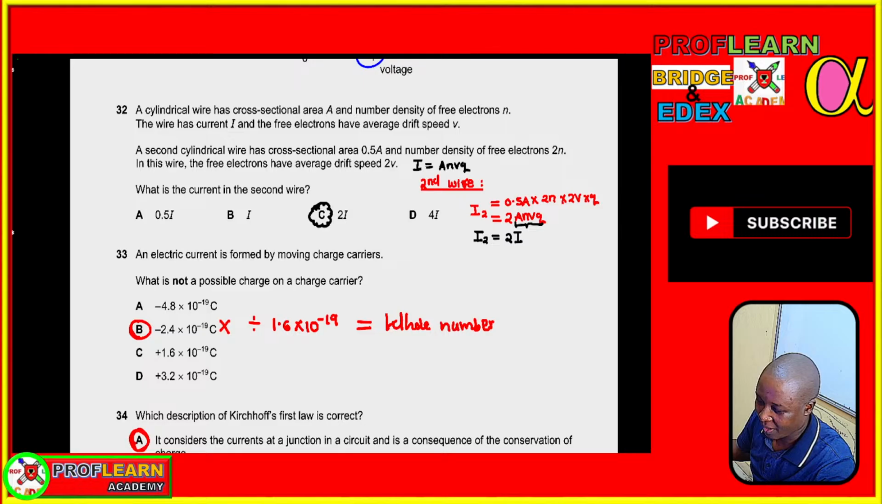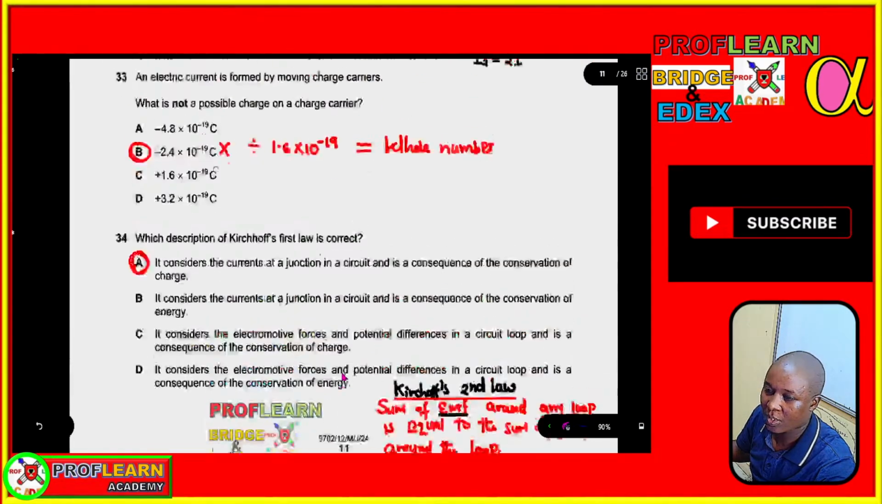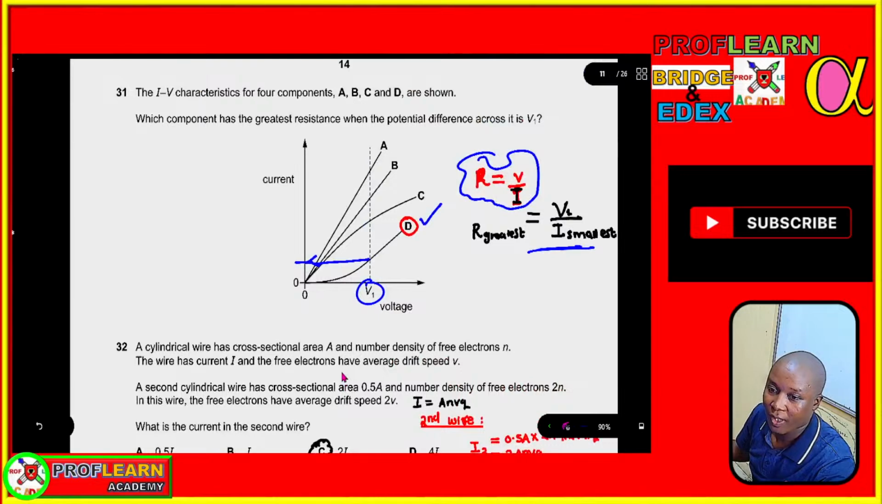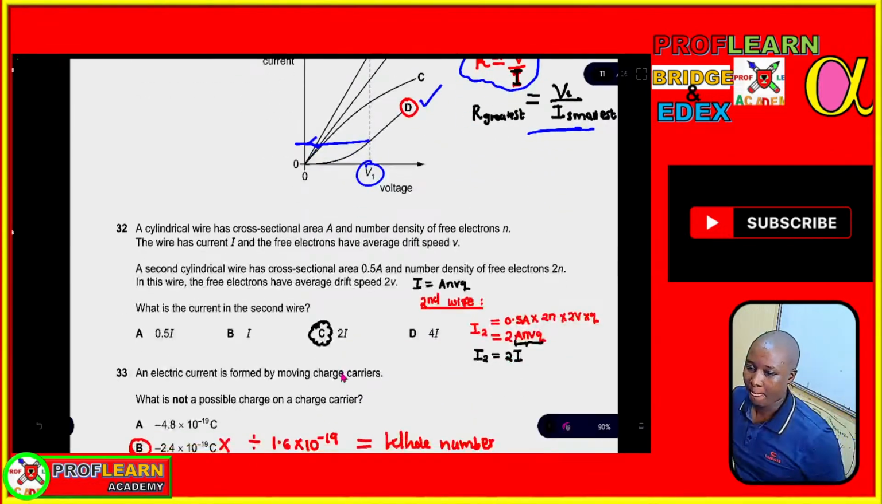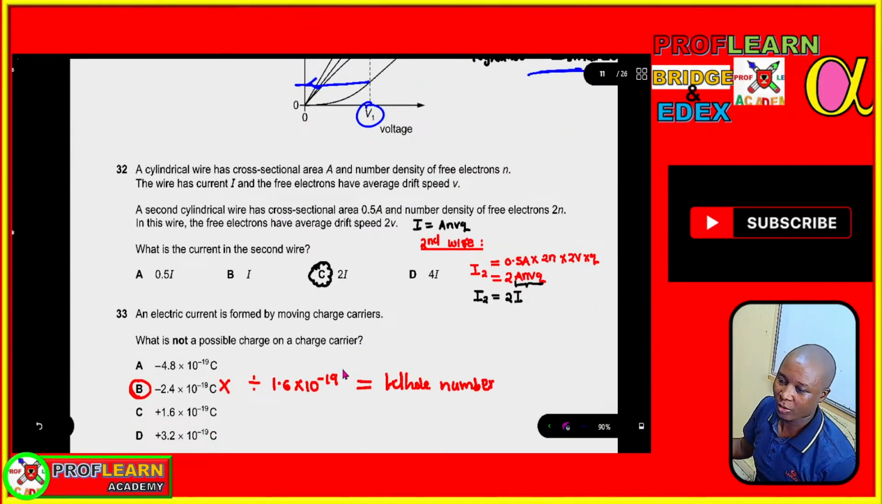All right, so up to that point we've worked it. We have tried to move on. We are making steps, moving forward. Let's check which other questions we are going to look at. We've answered question 31. Now we have question 32.